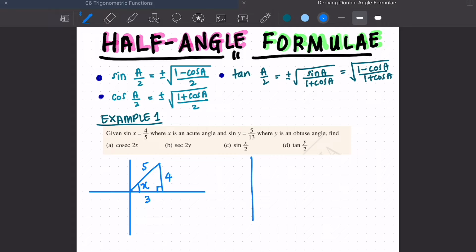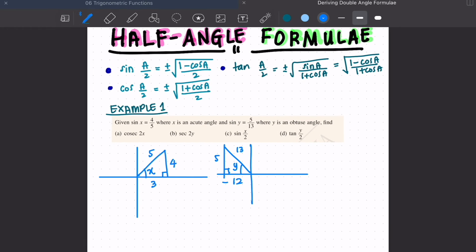Okay, y will be in the second quadrant because it is an obtuse angle. So this one is y. Sine y is equal to 5/13, so the opposite is 5 and the hypotenuse is 13. The adjacent will be the square root of 13 squared minus 5 squared, which is 144, so the square root of 144 is 12. So it will be negative 12.